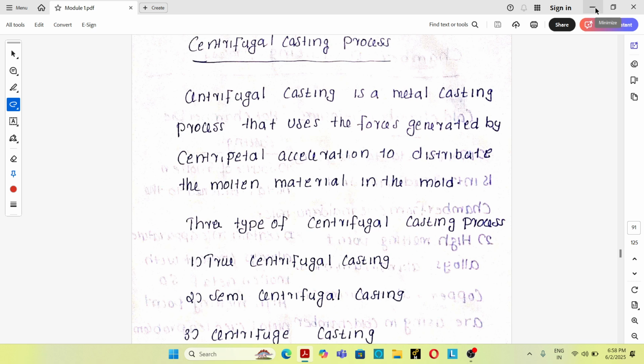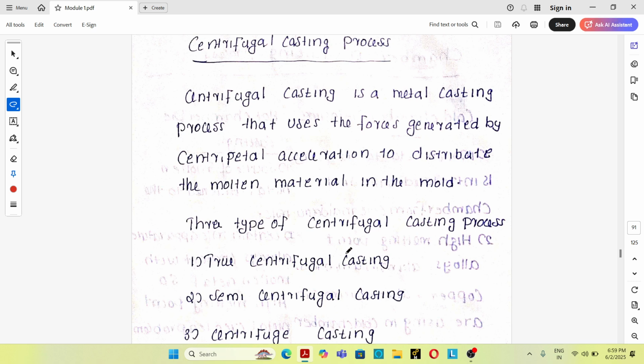In a centrifugal casting process, it may be a permanent mold casting process or an expendable mold casting process. A rotating mold is used. As the mold is rotating, due to centripetal acceleration, a centripetal force will be generated. That force will distribute the molten material inside the mold.